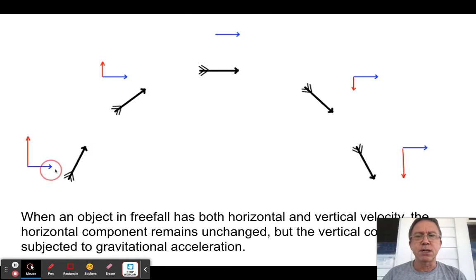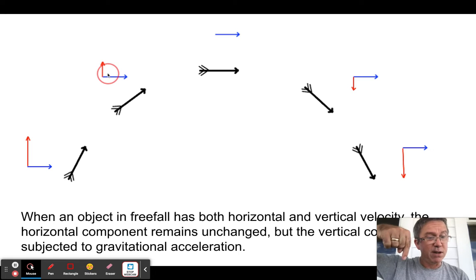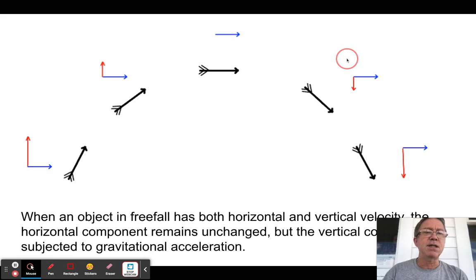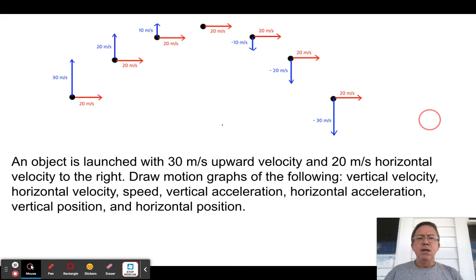Well, it has a horizontal component of velocity that's going to be unchanged as time goes by throughout its arc, but its vertical component will start large and get smaller because its velocity vector is pointing up and the gravitational vector is pointing down. It will eventually reach a vertical velocity of zero, but it still has horizontal velocity, and it will begin to increase its vertical velocity in the negative direction. So these are happening simultaneously, but keep in mind it's the vertical component that's subjected to gravitational acceleration, not the horizontal component.